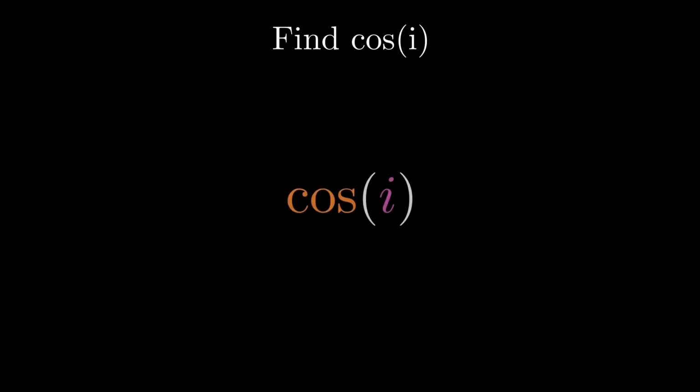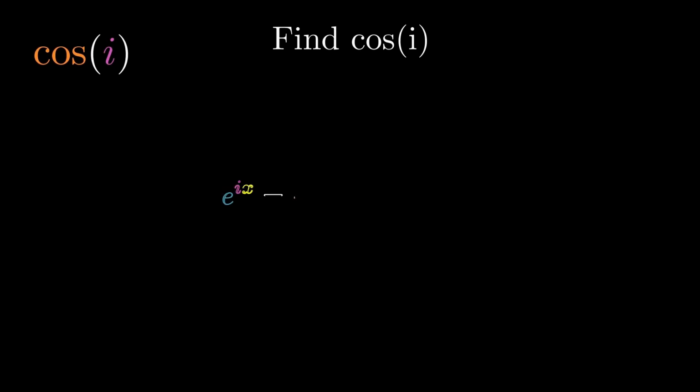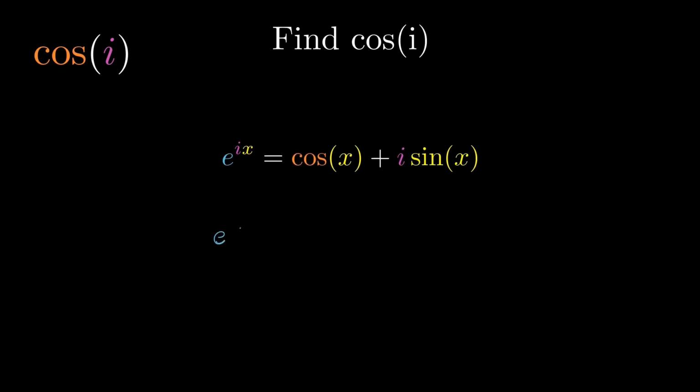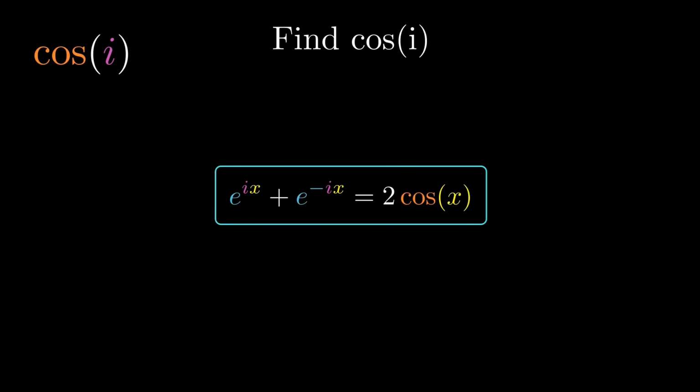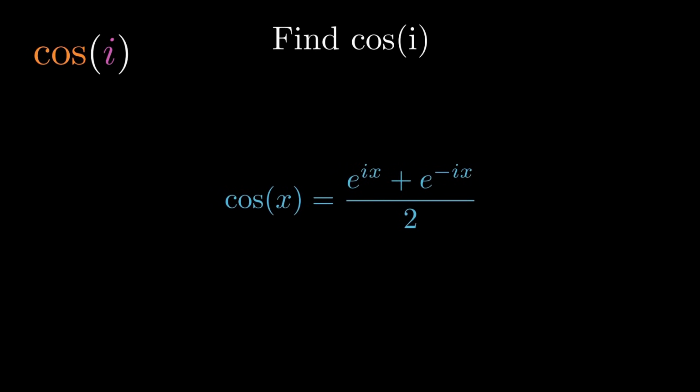Okay, let's evaluate cosine of i. First question, what angle is i? It isn't an angle, so we use the exponential definition from Euler's identity, e to the ix equals cosine x plus i sine x. Now write the conjugate, e to the negative ix equals cosine x minus i sine x. Add them and the sine terms cancel. That gives e to the ix plus e to the negative ix equals 2 cosine x. So, cosine x equals 1/2 times (e to the ix plus e to the negative ix).